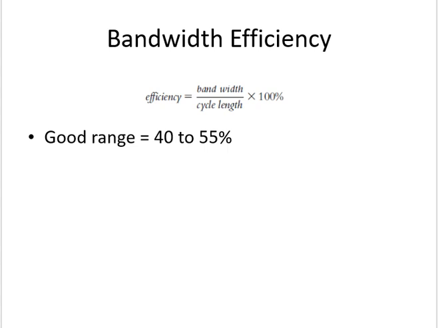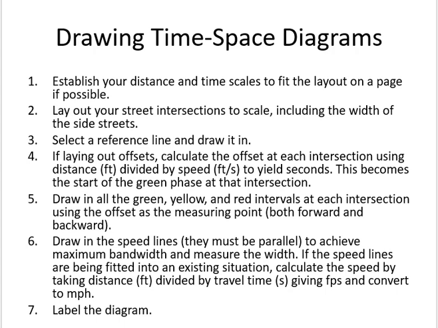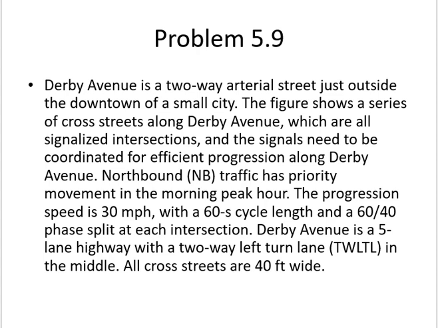Okay, so cycle length is common. First signal has 60 seconds, so the last one also has 60 seconds. And the bandwidth also obviously is common. So good coordination has a bandwidth efficiency between 40 to 55%. So around half of the cycle length, the signal is open for continuous movement, 40 to 50%. Right, half of the cycle length. So the vehicles are moving continuously through the intersections in almost half of the time available. Clear? Okay, I've already mentioned these things.